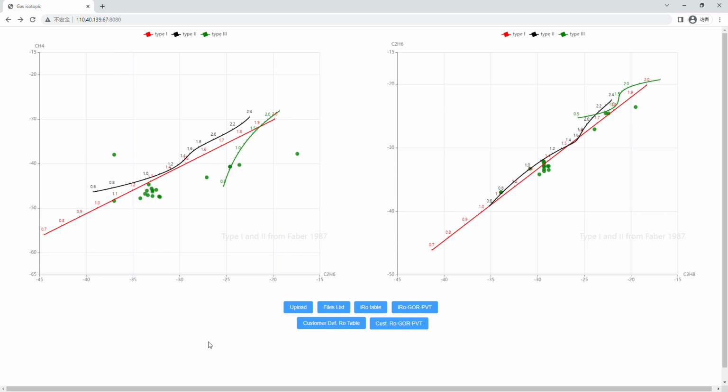Hi, here we explain how to use the free app Gas Isotopic to simulate the maturity GOR and do PVT modeling with your isotope data.